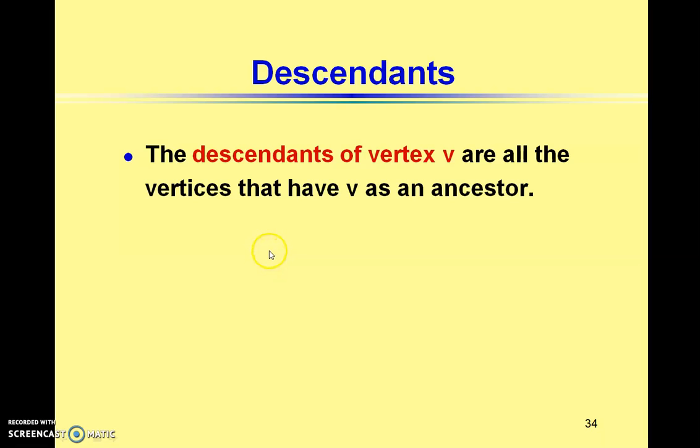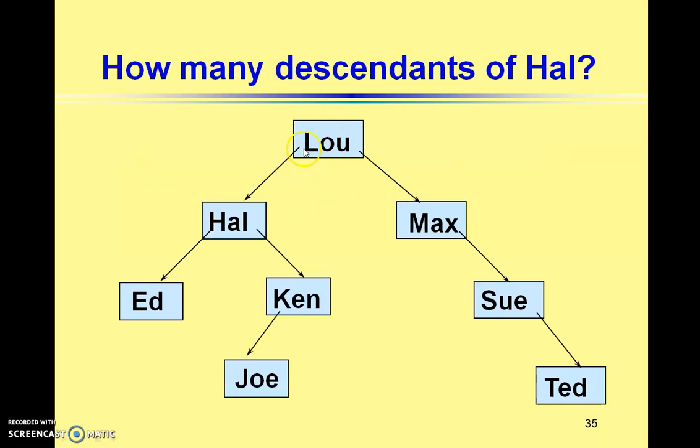The descendants, not ancestors, of a vertex are all the vertices that have V as an ancestor. Okay, so this is a little bit bigger because if this is an ancestor, all of these down below have Lou as an ancestor.